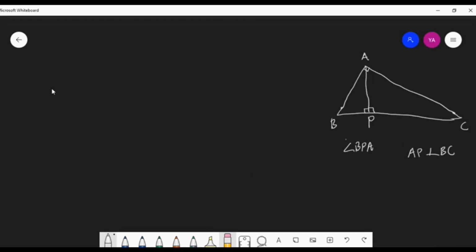Okay, and we have to prove that triangle ABP, triangle APC, and triangle ABC, these three triangles, the two small triangles and the large triangle, are similar. In one way we can say these three triangles are similar. If you take the first and second, they will be similar. If you take the second and third, they will be similar, and if you take any order, those two will be similar. Okay, so we'll see that.